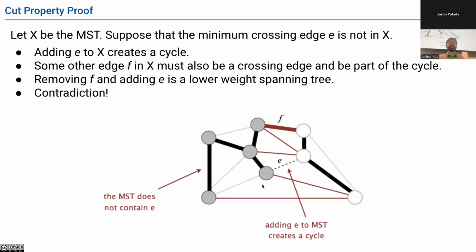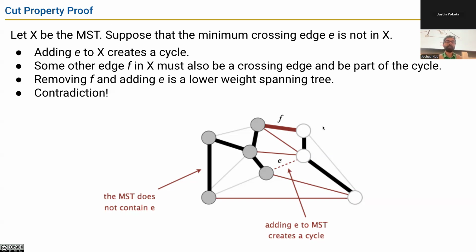Now let's say F is the other edge that crosses. So E is the crossing edge that we just added that's smaller, and F is the old one that existed. Hopefully you agree that F existed because we had a gray set of vertices and a white set of vertices, and F used to be the bridge between them. Now we have another bridge. If we were to simply take the old bridge, F, toss it away, and now we have E instead, that gives me a lower weight spanning tree, and that's a contradiction.